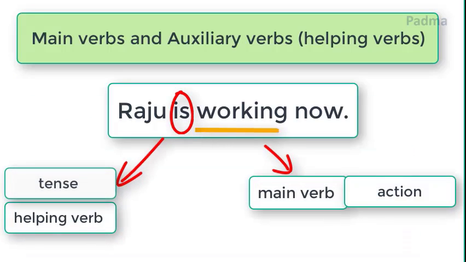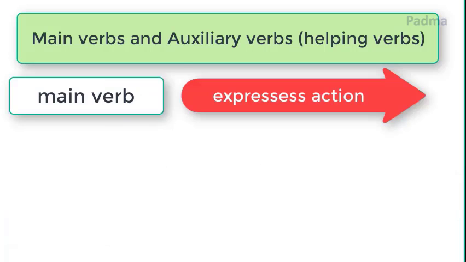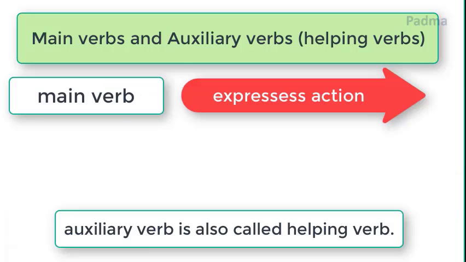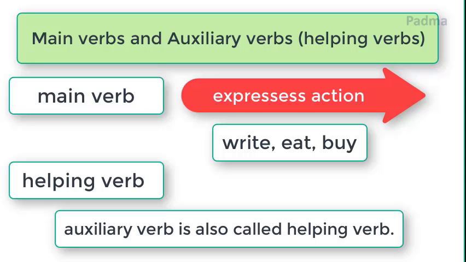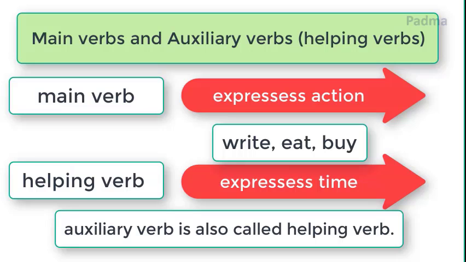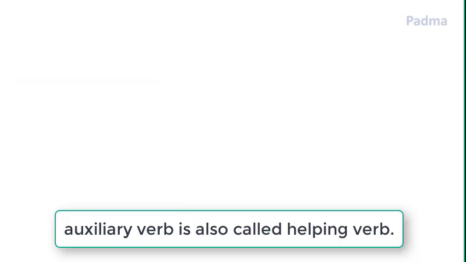Main verbs and auxiliary verbs are important parts of a sentence. Both of them contribute to making a correct sentence. A main verb is a verb that expresses an action. It gives the major information in terms of the nature of the action, for example, write, eat, buy, etc. On the other hand, an auxiliary verb does not give major information in terms of an action. It tells more about the time of the action, not the nature of the action.